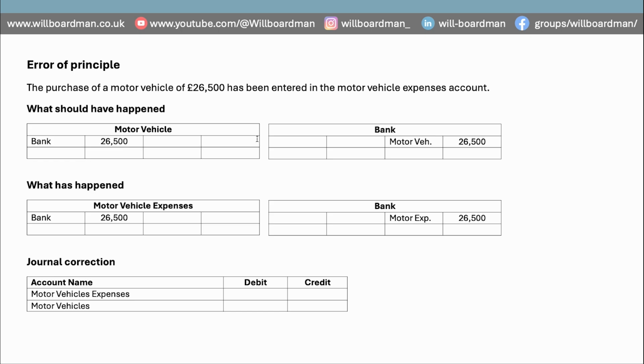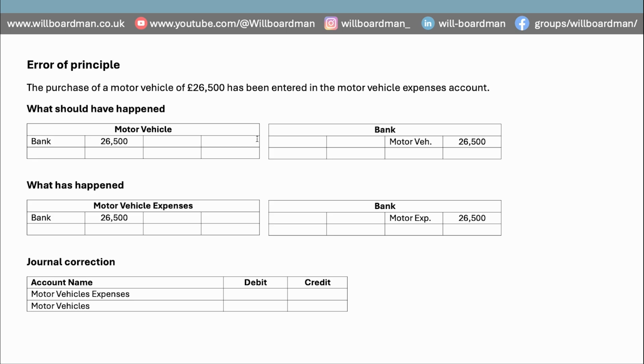Relatively straightforward to correct here. There is nothing wrong with the bank entry. So if we look at what should have happened, it should have gone to motor vehicles. We know that assets increase with a debit, so it should have gone on the debit side. And it has correctly been inputted into our bank. So all we need to do here is move the transaction from our motor vehicle expenses account into our motor vehicles account. So it would just involve those 2 accounts because our bank account is correct.